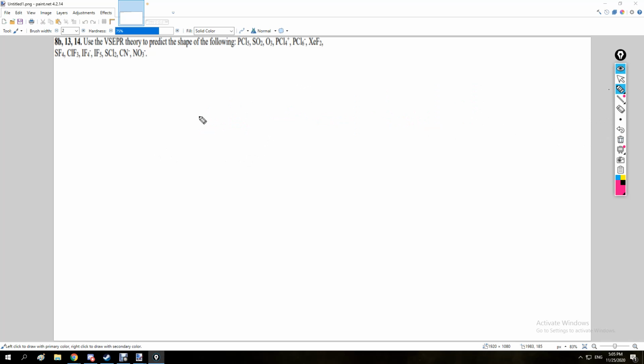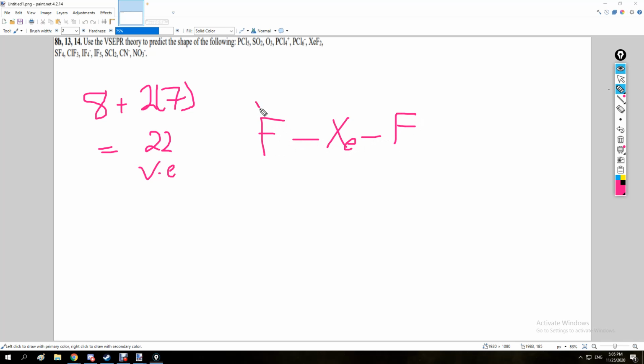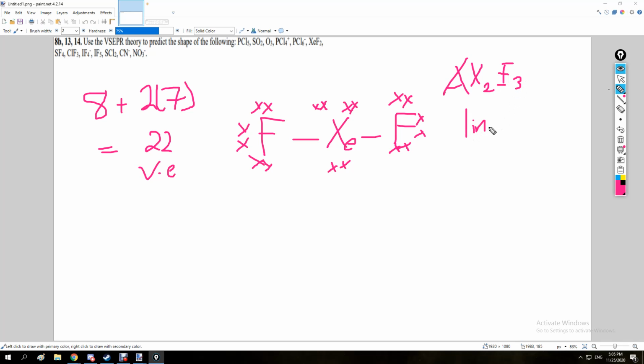Next up, XeF2. Xenon is in group 8, so it has 8 valence electrons, plus 2 times 7, because fluorine is in group 7. So that is 8 plus 14 for a total of 22 valence electrons. We'll draw xenon in the middle, connected to the 2 fluorines by single bonds. Fill the octet of the fluorine. These are 16 electrons, leaving us with 6 electrons, which we will put in the form of 3 lone pairs on the central atom. This is AX2E3, which is linear, and it is non-polar.